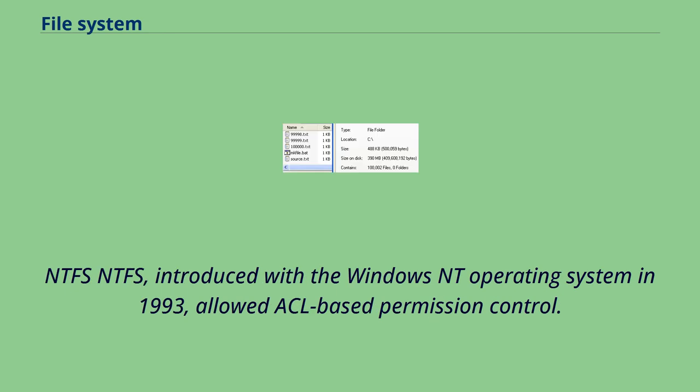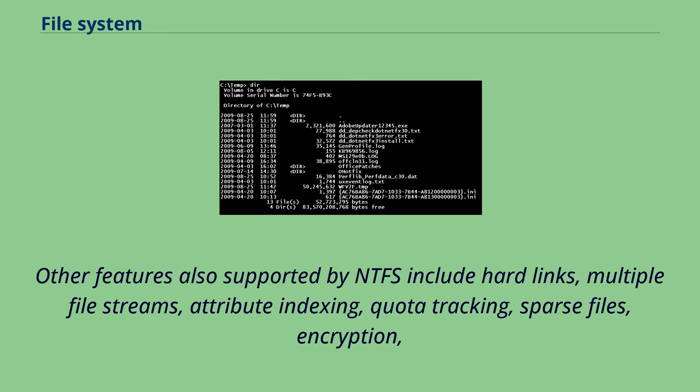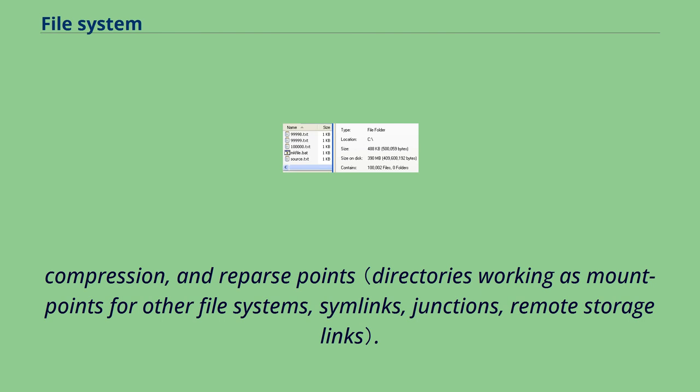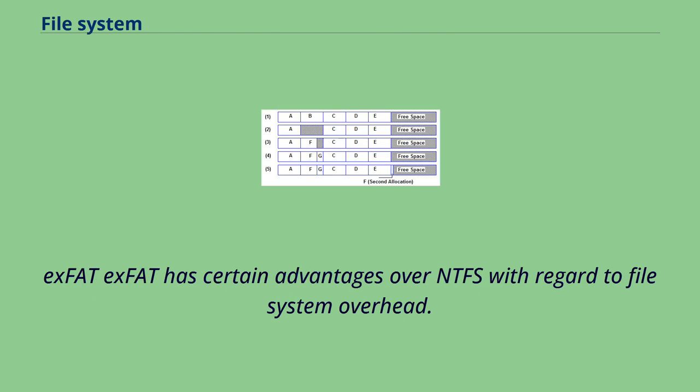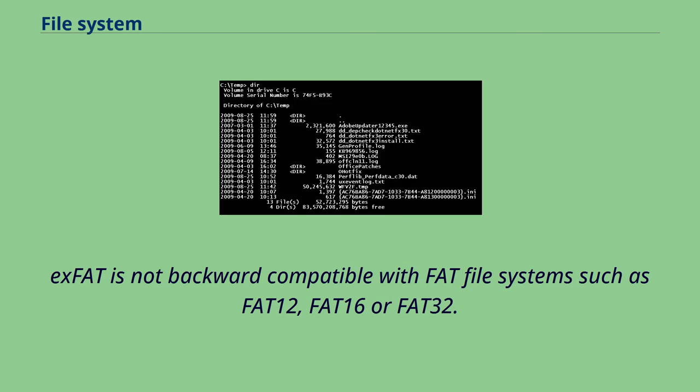NTFS, introduced with the Windows NT operating system in 1993, allowed ACL-based permission control. Other features also supported by NTFS include hard links, multiple file streams, attribute indexing, quota tracking, sparse files, encryption, compression, and reparse points. exFAT has certain advantages over NTFS with regard to file system overhead. exFAT is not backward compatible with FAT file systems such as FAT12, FAT16 or FAT32.